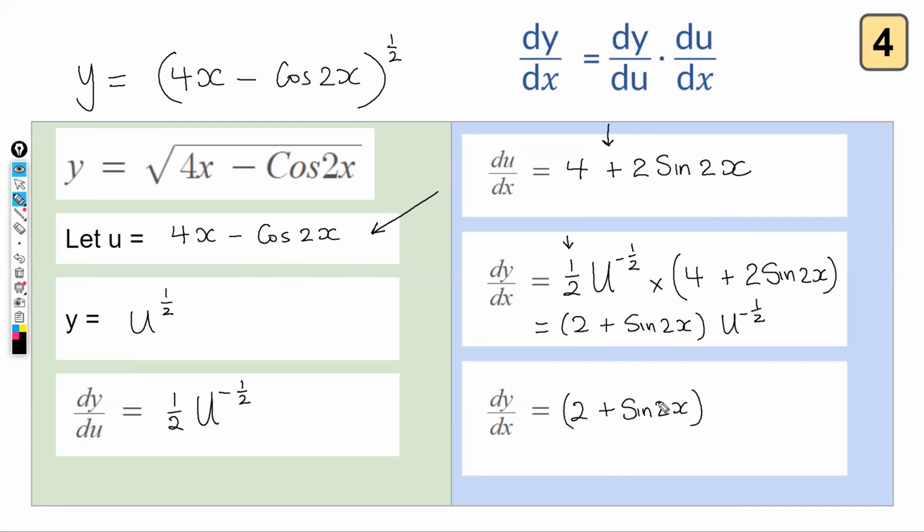And I'm going to throw away the letter u and replace it with 4x minus cos 2x. And that whole thing is to the power minus a half. Right? I know I kind of rushed the question, but we're running out of time and I needed to discuss the homework as well.